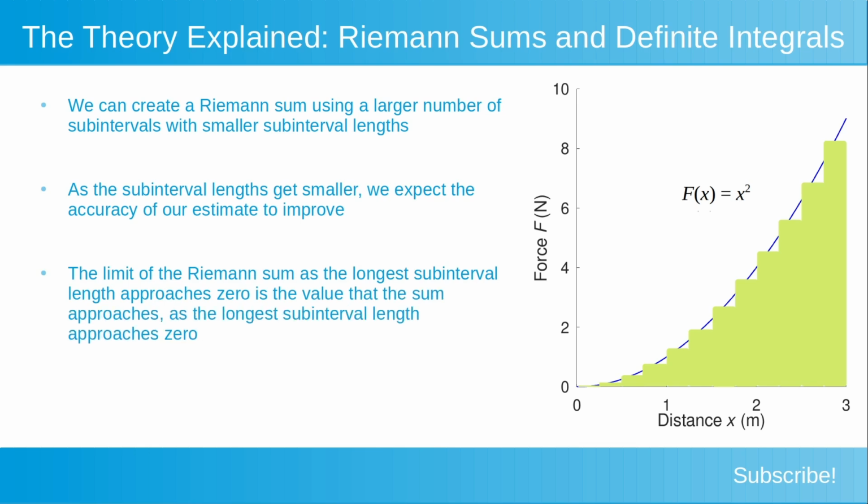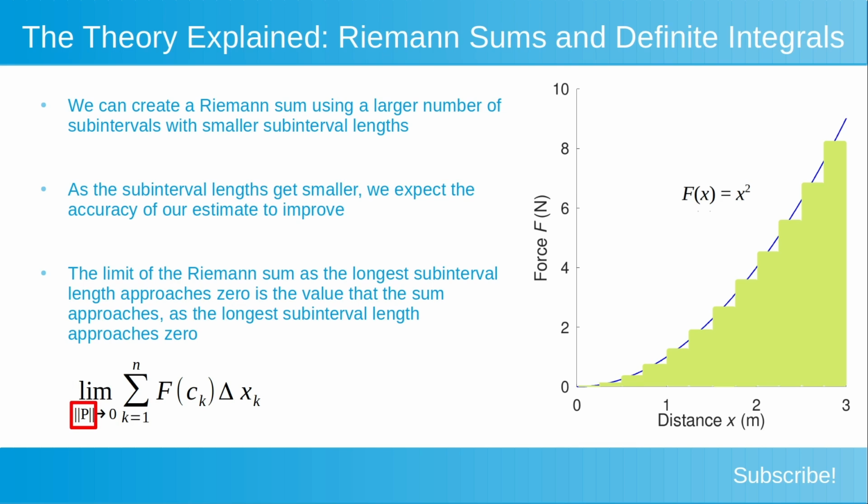The limit of the Riemann sum as the longest subinterval length approaches 0 is the value that the sum approaches as the longest subinterval length approaches 0. This limit can be represented using the terms shown below. We're going to explain these terms now. These terms, currently shown highlighted in red, represent the limit as the longest subinterval length approaches 0 of the terms that follow.